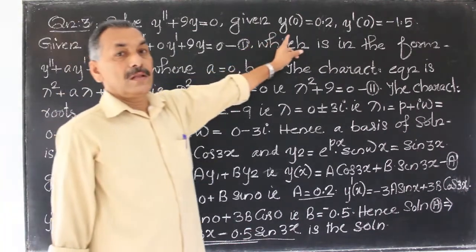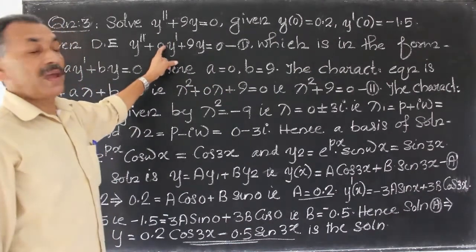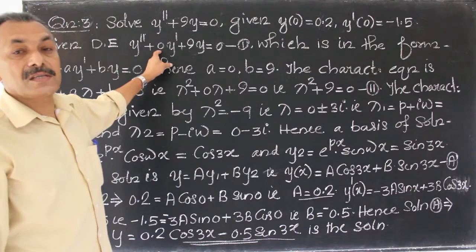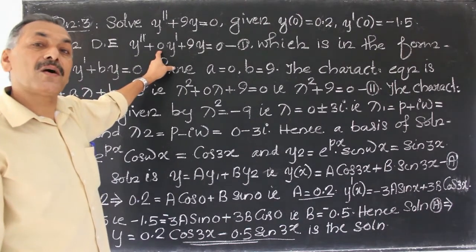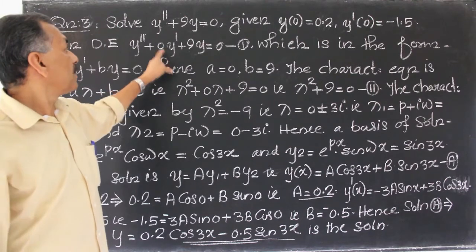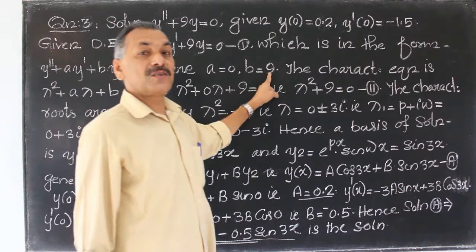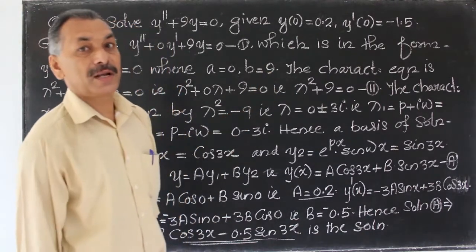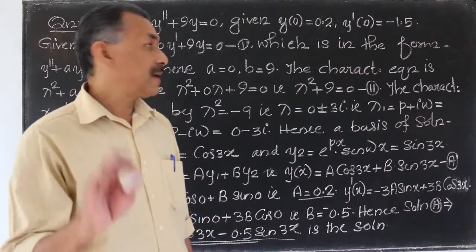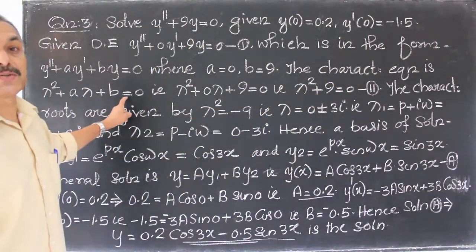This is in the form y double dash plus a y dash plus b y is equal to 0. This is a second order homogeneous linear ordinary differential equation with constant coefficients, with a equal to 0 and b equal to the coefficient of y, which is 9. What is the characteristic equation? The characteristic equation is lambda square plus a lambda plus b is equal to 0.